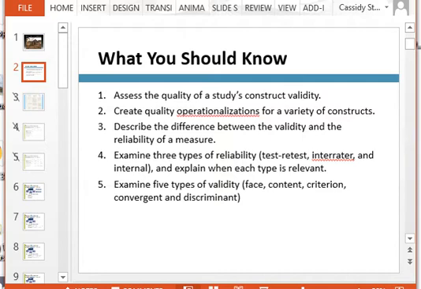Some things that you should know after this lecture would be how to assess the quality of construct validity, and then also being able to create your own operationalization of a construct. We'll get to that in a second. And then you'll be asked to discriminate between different types of validity and reliability.